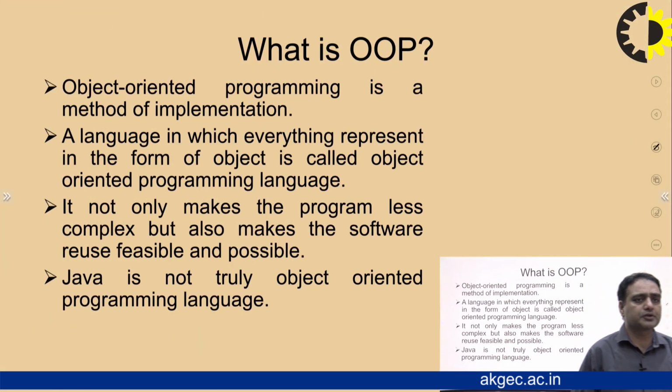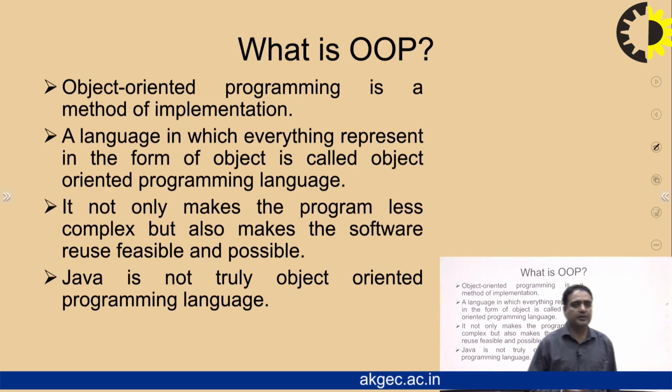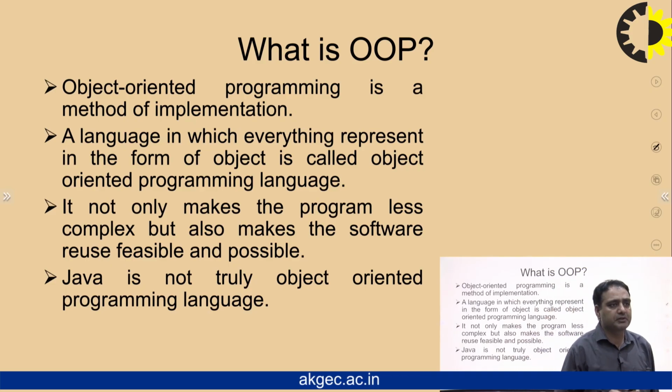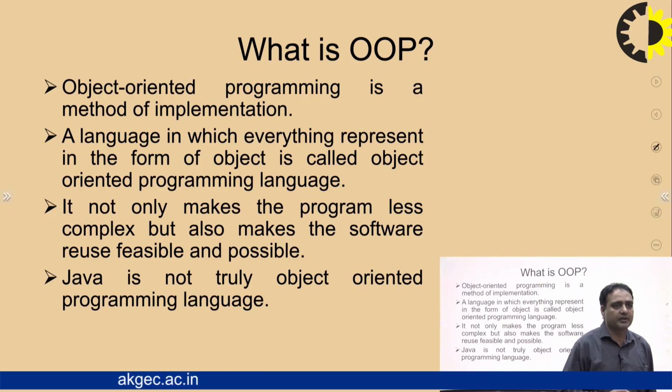What is object oriented programming? That is the main point. What is the definition of object oriented programming? Object oriented programming is a method of implementation, a language in which everything is represented in the form of objects is called an object oriented programming language.